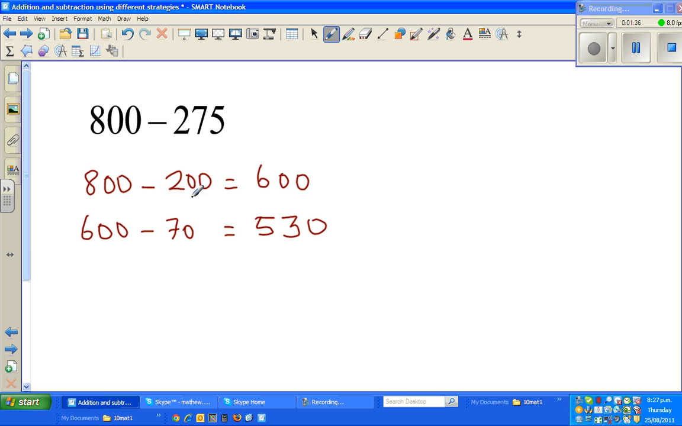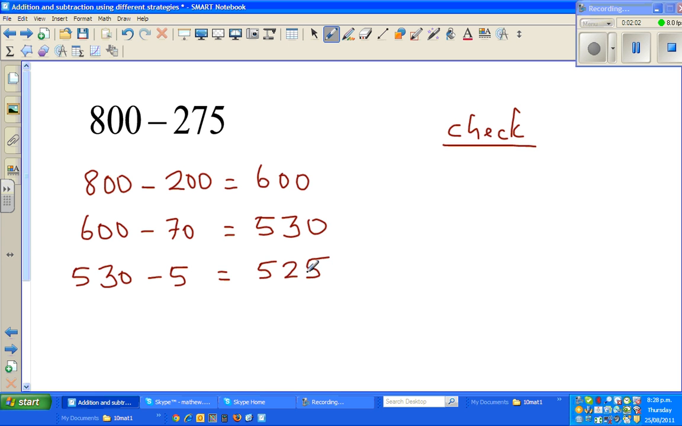So you have taken away 200, you have taken away 70, and from this you have to take away 5. So 530 minus 5, you can think like this, the answer is 525. So how can you check your answer? 525 plus 5 is 530. Now this is how you can check. This is a good way of checking. Always good to check your answer.